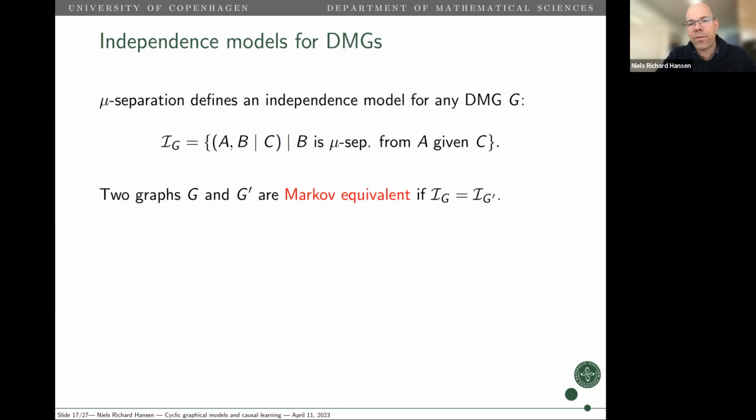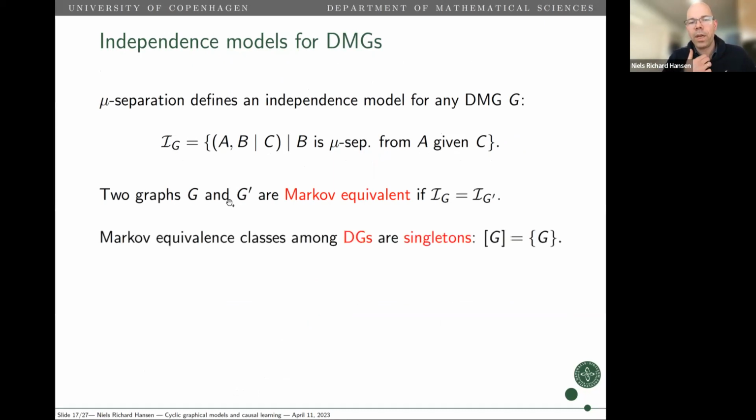And we say that two graphs are Markov equivalent with this mu separation model here if the corresponding independence models are the same, even if the graphs are different. An interesting observation is that if we only have directed graphs, so if we have no bidirected edges, then all these Markov equivalence classes, they are actually singletons. And this may sound a bit surprising, but it's really not when you think about it. It's just because we are in a certain sense pointing all edges forward in time, and it means that we can always resolve the Markov equivalences into this single graph if we only have directed edges.